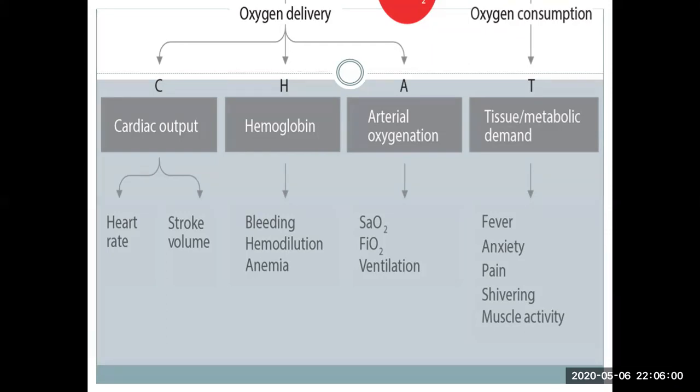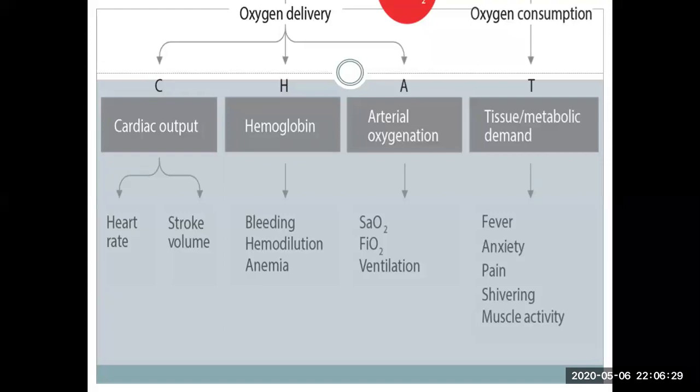Hemoglobin is the main component of optimal oxygen delivery. If there is hemoglobin dysfunction in the form of bleeding, hemodilution, or anemia, that would affect oxygen delivery to the tissues, as well as arterial oxygenation and ventilation. Oxygen consumption by the tissues is usually due to metabolic demands. If the patient has fever, anxiety, pain, shivering, muscle activity, etc., that will consume more oxygen.